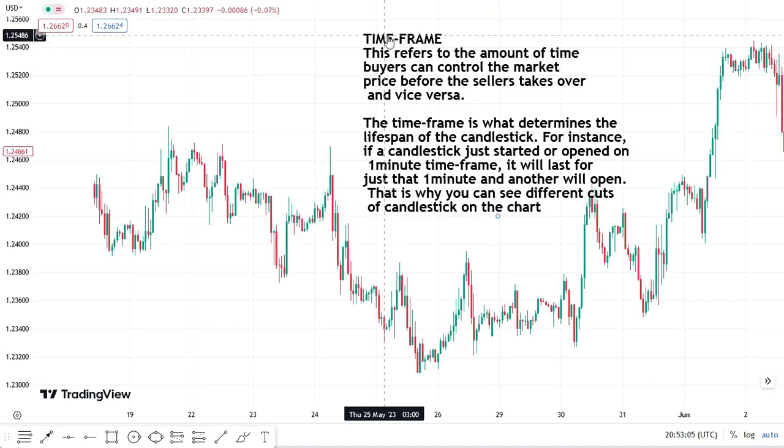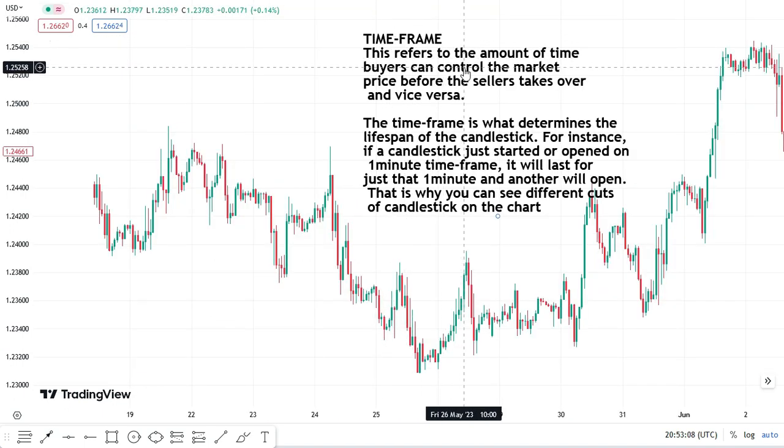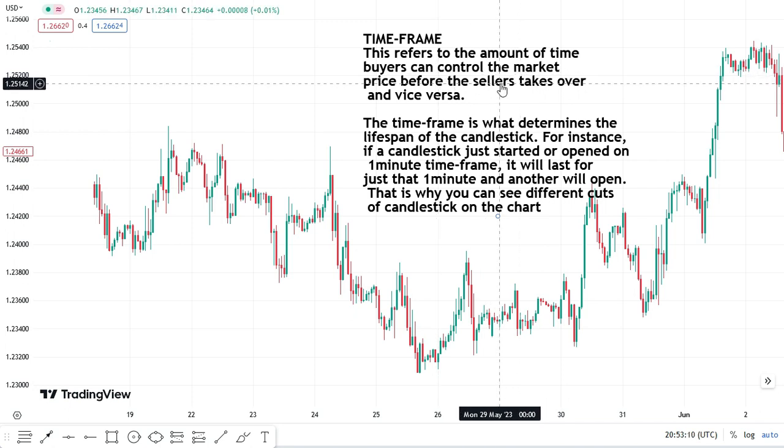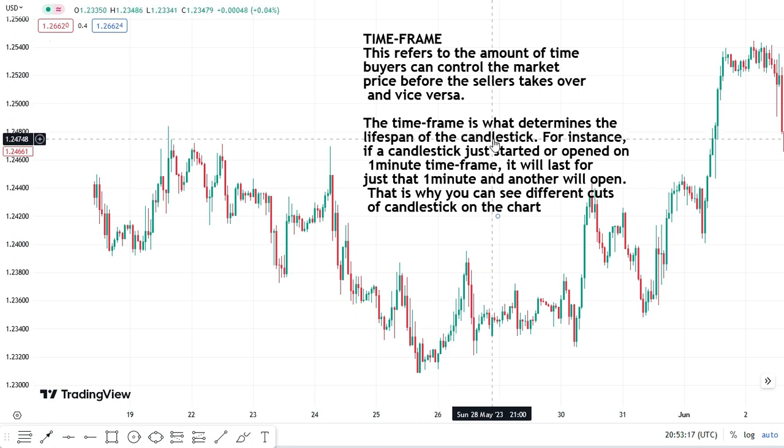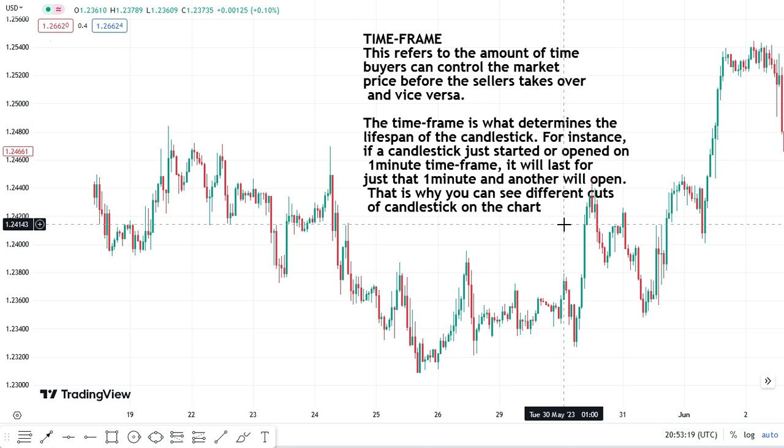Time frame. This refers to the amount of time buyers can control the market price before the sellers take over the market price, or vice versa. The time frame is what determines the lifespan of a candlestick. For instance, if a candlestick opened or started on a 1 minute time frame, it will last for just that 1 minute and another one will open. That is why you can see different cuts of candlesticks on the chart. It is the time frame that controls the lifespan. Each candlestick lasts for the time frame you opened.